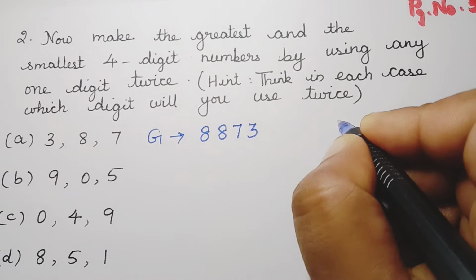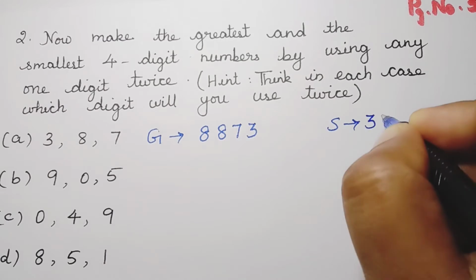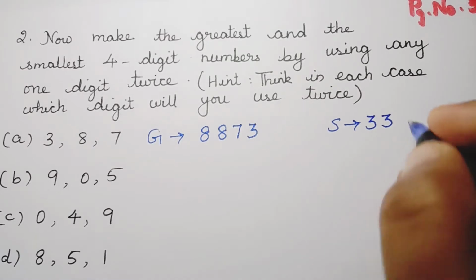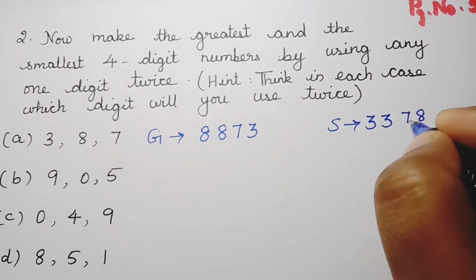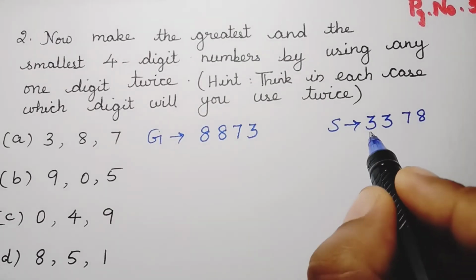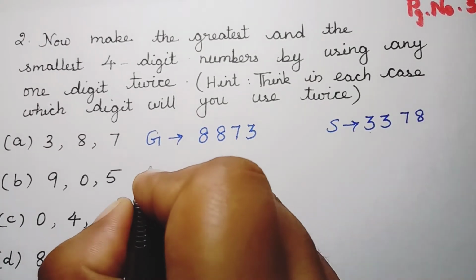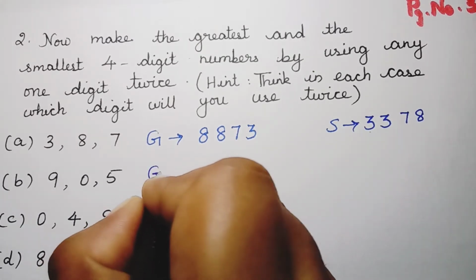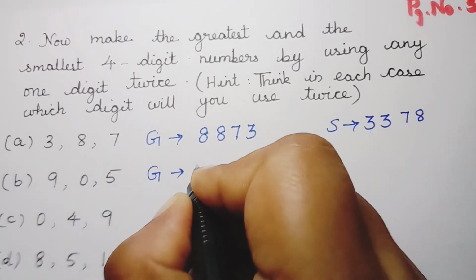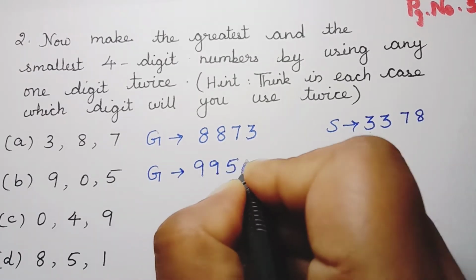So how will you find out the smallest number? You have to write 3 twice. For the smallest number, the smallest digit you have to write twice: 3 3 7 8. When you write any other digit, it will become a bigger number than this. So you have to use the first digit twice in both cases. Now in the second question, which is the greatest number here? You have 0 also, so be careful. When you write this, you have to write the first digit twice, then 5, then 0.